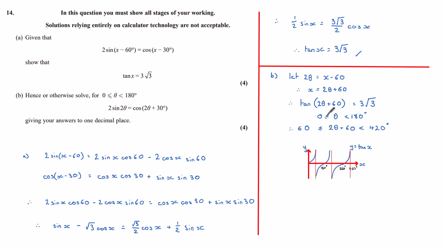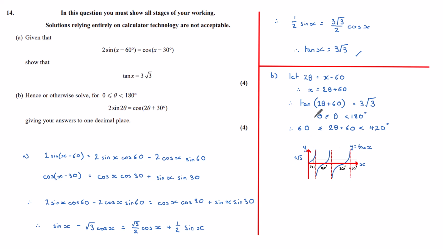It's now a good idea to sketch our tan curve. So we're sketching it between, I'm going up to 450 here, so make sure that I cover my range of 60 to 420. So this is the graph of y equals tan x, remembering x is 2 theta plus 60.